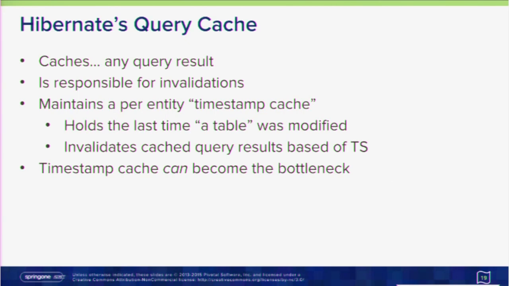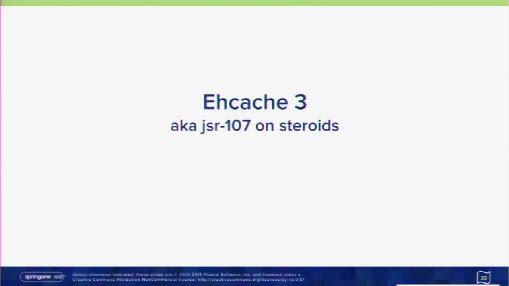Sadly enough, this timestamp cache that it uses to maintain all this data, the freshness of your result, can actually become the bottleneck if the query results that you cache are being sourced from tables that are mutated a lot. So caching is not always awesome, because maintaining your cache is like the double caching example that we had previously. Cache invalidation is really hard, and so make sure you really understand the use cases.